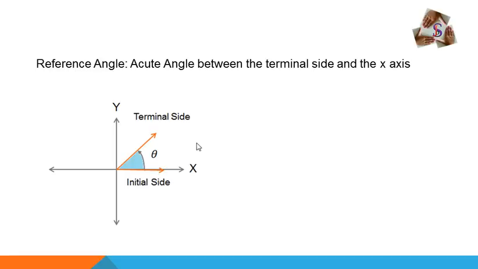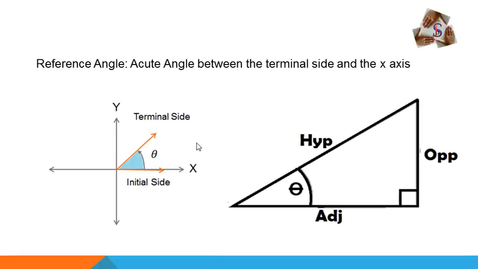Now, why is the reference angle important? The reference angle is important because we use it to simplify trigonometric ratios. Now, what do I mean by this? The side that is opposite to a right angle is always called the hypotenuse side.